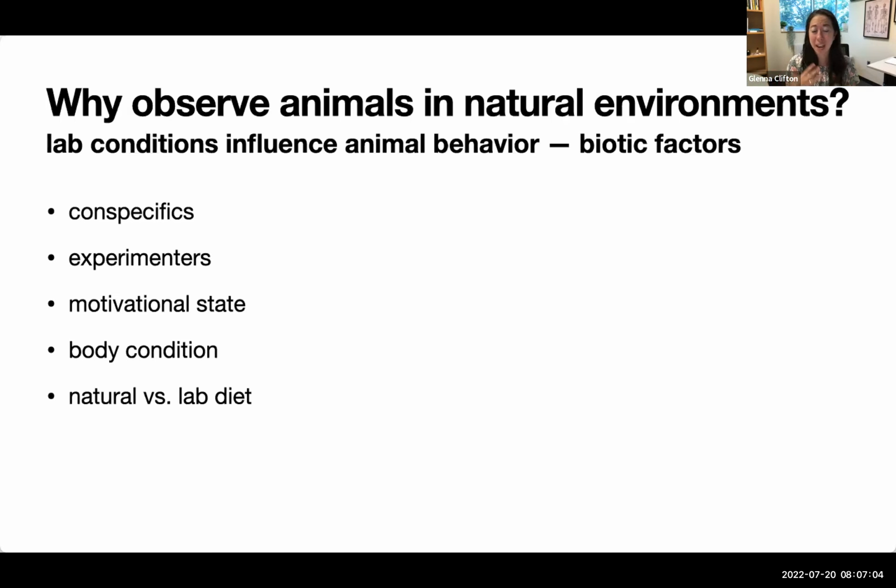And things like having a natural versus a lab-based diet. How many animals actually get unlimited food all the time for themselves? And what does that do not only to their body, but also to their motivational state and their behavior?